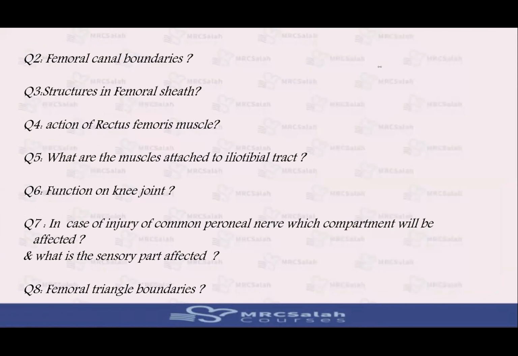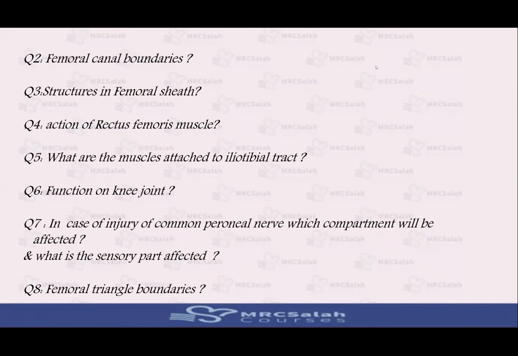Boundaries of the femoral canal: medially the lacunar ligament, anteriorly the inguinal ligament, posteriorly the pectineal ligament, and laterally the femoral vein. Next question: the structures in the femoral sheath. Femoral artery, femoral vein, lymph node. Deep and superficial inguinal lymph node.